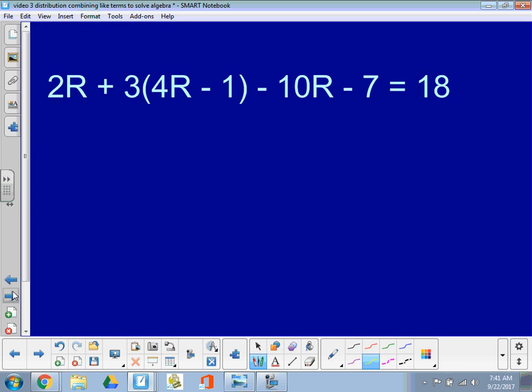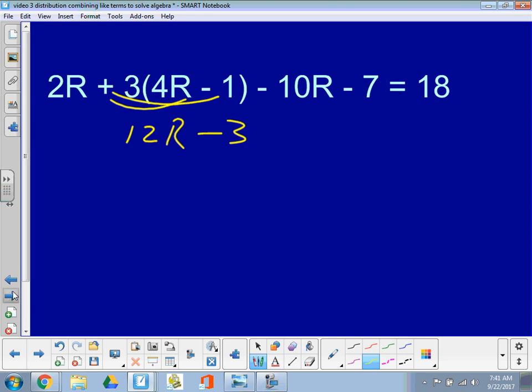If you think you have an idea, pause and see what you come up with. As I walk through this, once again, I have a positive 3 times 4r, which is going to be 12r. Positive 3 times negative 1, and that's a key thing, is to see that it is a minus, or a negative 1. And when I take 3 times 1, I get 3. A positive times a negative is a minus 3.